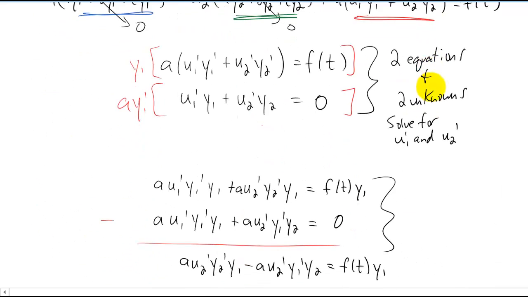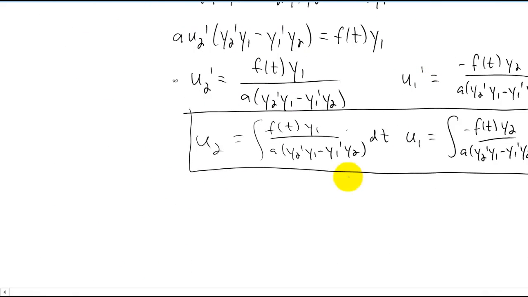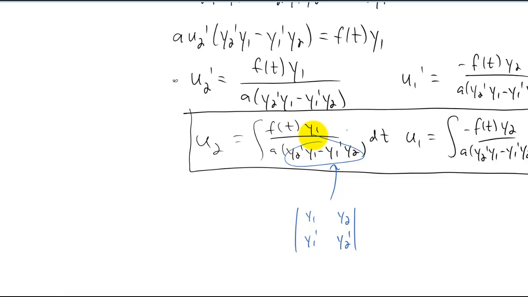Now just a note on notation, you'll notice that this denominator here looks kind of like a determinant or a Wronskian of y1 and y2. You'll notice if you take that Wronskian, you get y1 times y2 prime minus y1 prime times y2, which is just this piece right here. So in your book, they're going to use a slightly different notation than I did here.